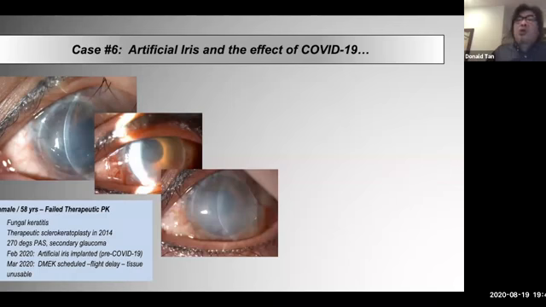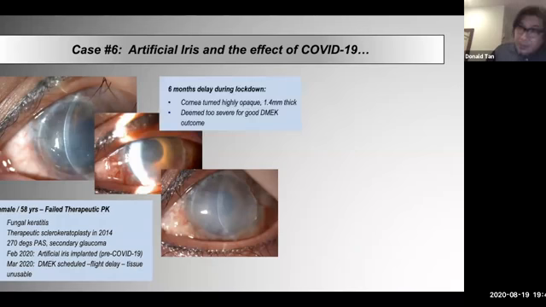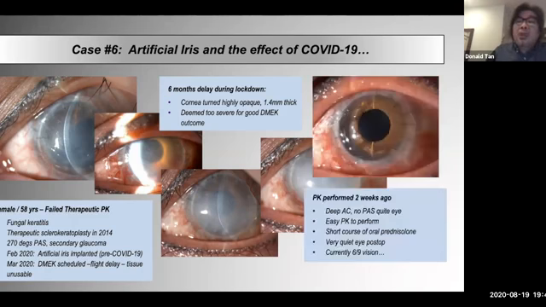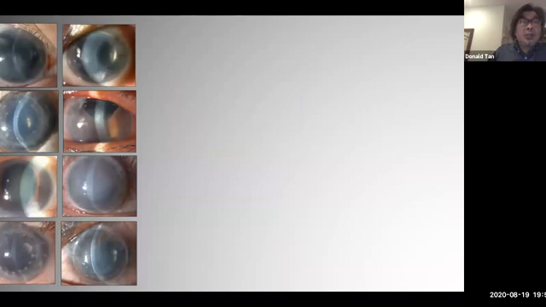We could not use the tissue. And then the government in Singapore pronounced the complete lockdown, no surgery, and 6 months delay. Basically, the cornea turned opaque, 1.4 millimeters thick. I discussed this with the patient, and we decided against a DMEK. And so I did a PK 2 weeks ago. She's 6'9", but you know, this is a high-risk graft, so we'll see. So these are my 8 cases here. I've done 8 cases now.